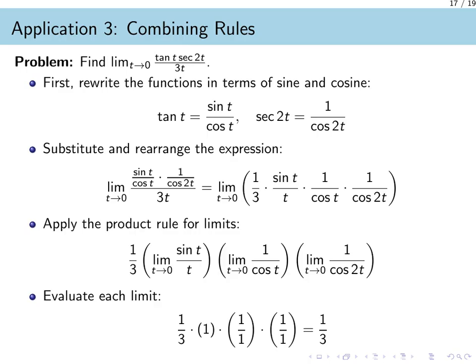The limit of sine t over t is 1, and as t goes to 0, cosine of t and cosine of 2t both approach 1. Multiplying these values gives us a final answer of 1/3. The main idea is that complicated limits can often be solved by rewriting them as a product of simpler, known limits.